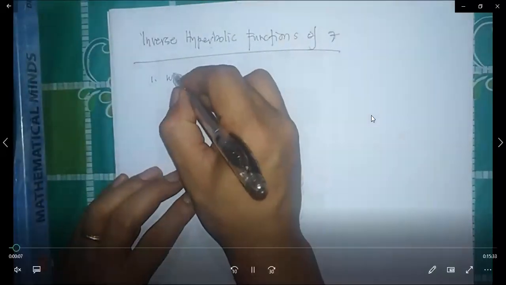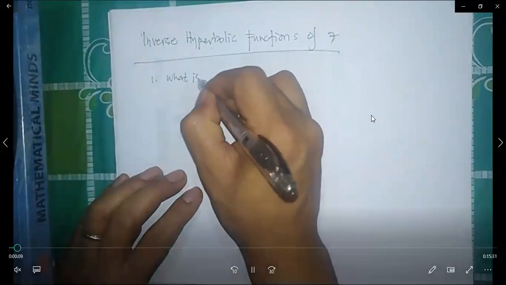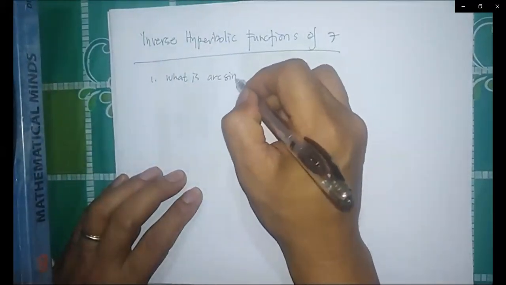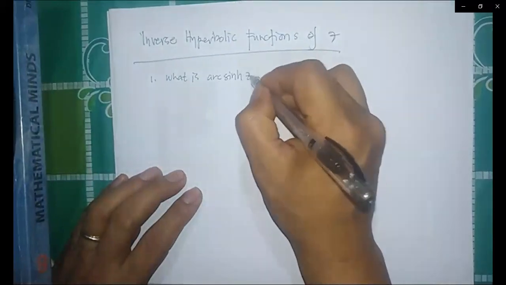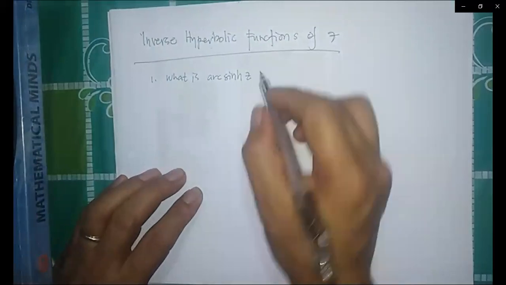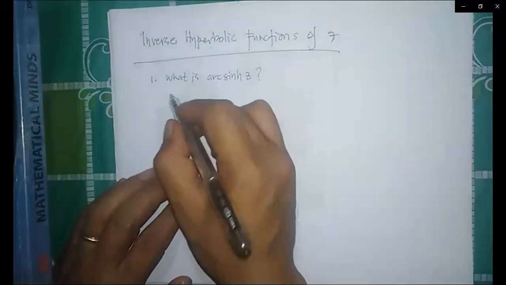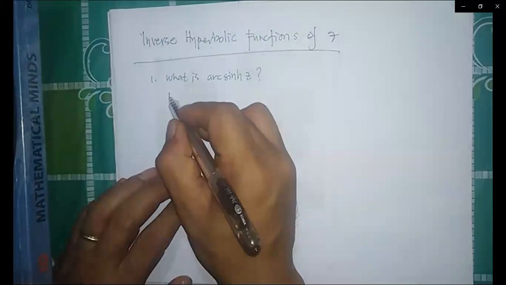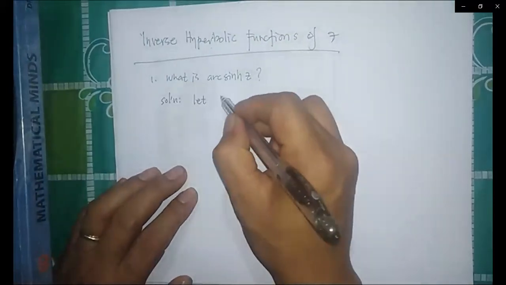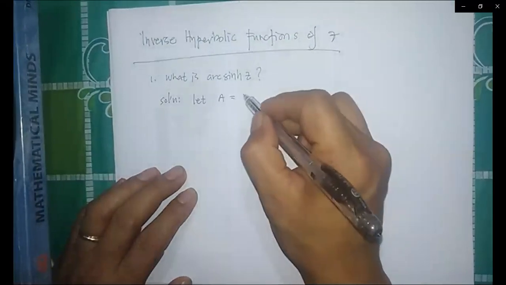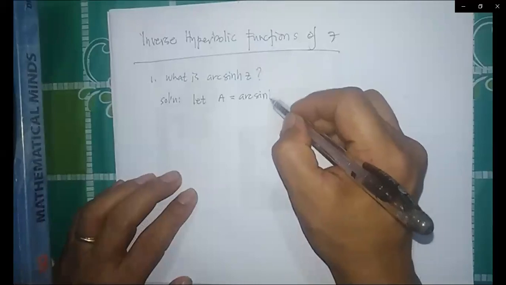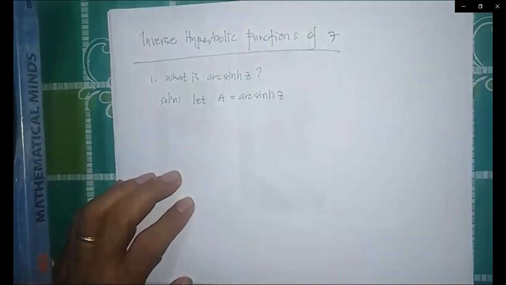Now, for the continuation of our class, we are going to discuss the inverse hyperbolic functions of z. To start this topic, we are going to solve what is the arc sine hyperbolic of z. You can read that as the arc hyperbolic sine of z. Our solution will start by letting the variable a equal the arc sine hyperbolic of z.